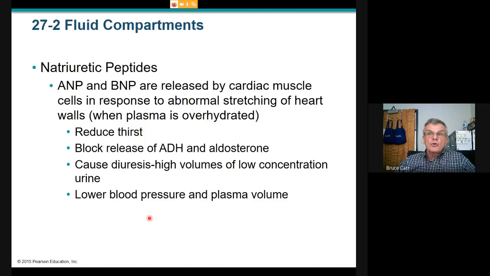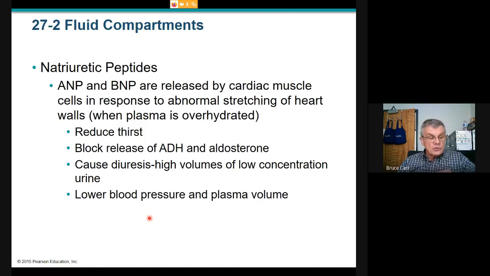Now, think about this. If your water content is too high, your blood pressure is rising from the increase in volume of the blood. Now it's stretching the heart more from that increasing volume, and that causes ANP and BNP to be released. It simply reverses the effect that would be present under ADH and aldosterone.